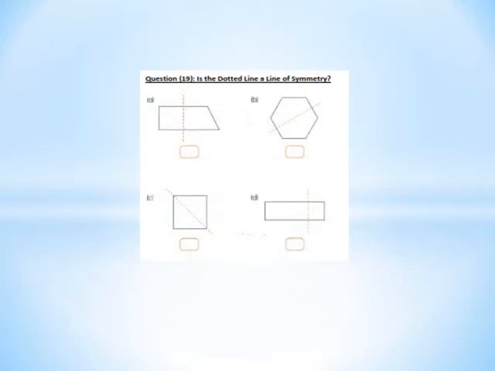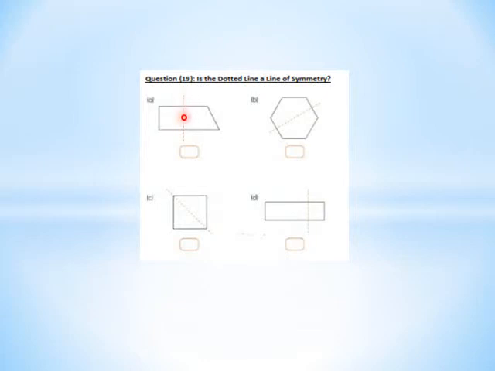Number 19. Is the dotted line a line of symmetry? It's like the previous question, but here he drew the line for me. So I will check. If the line is a line of symmetry, I will write yes. If it's not a line of symmetry, I will write no.